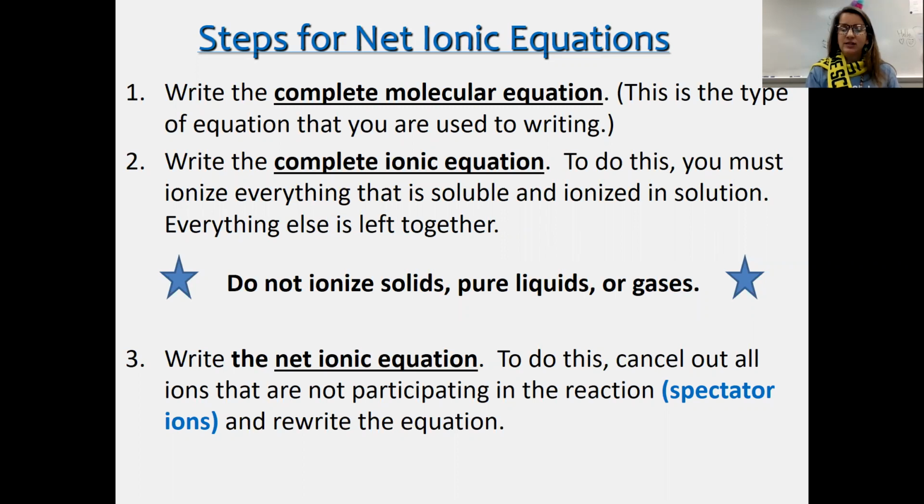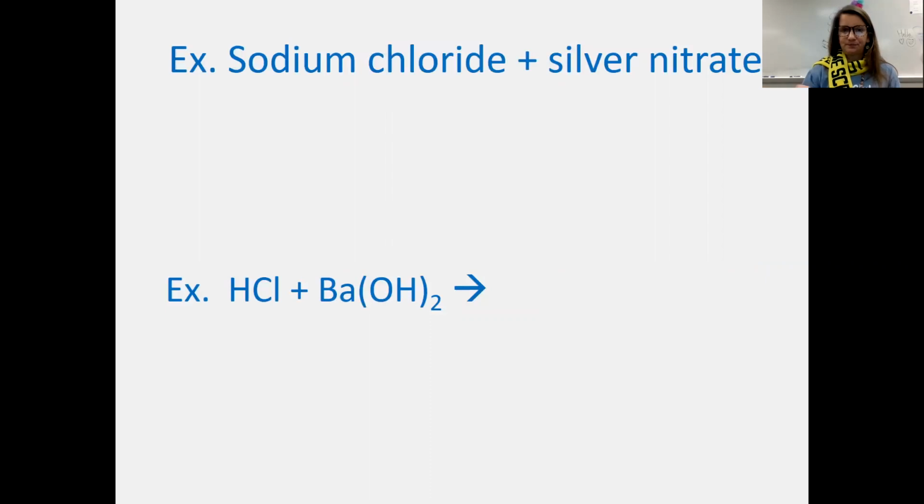Then you're going to write your net ionic equation. You take everything that shows up on both sides of the reaction and cross those out, because those are spectators. If you're a spectator at a soccer game or a baseball game or football game, you're just watching. You're not actually participating in the game itself. And that's what these spectator ions are. They don't participate in the actual reaction. They're just kind of there. All right, so let's see how this looks.